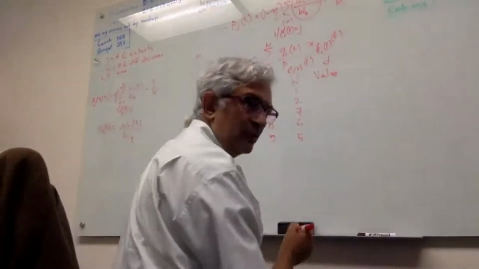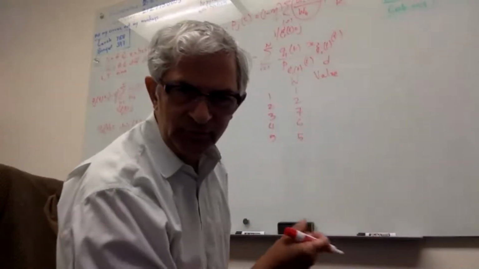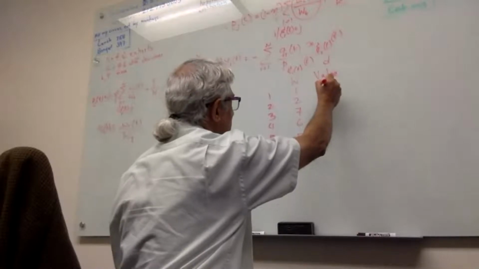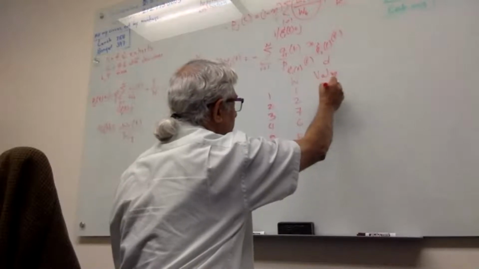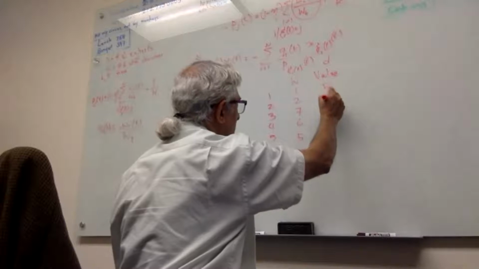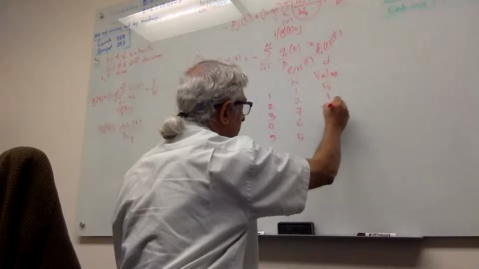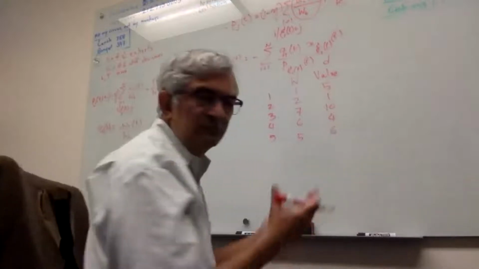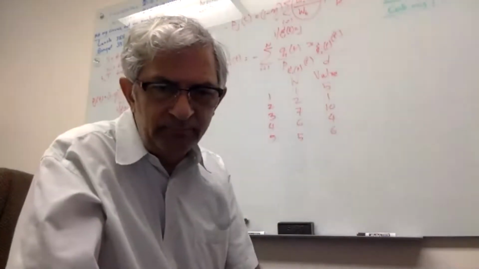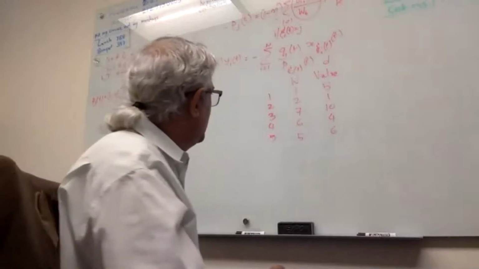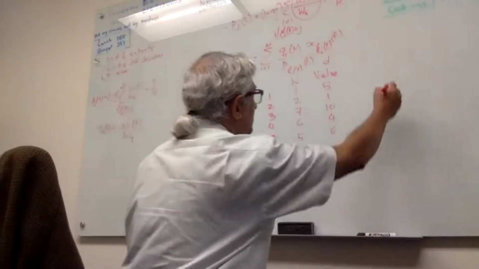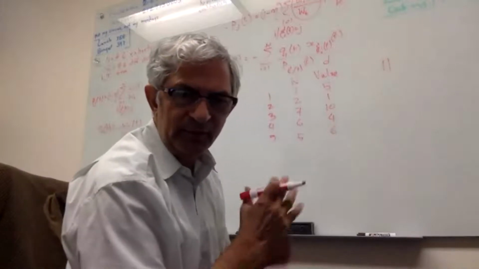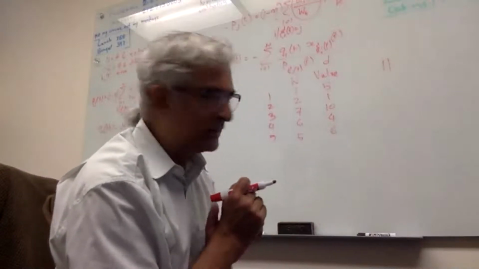I'm just going to make up some numbers just to use something here. So let's say we have 5, 1, 10, 4, and 6, just for the sake of argument. And let's say we want a capacity of 11. Let's say we have a knapsack whose capacity is 11.